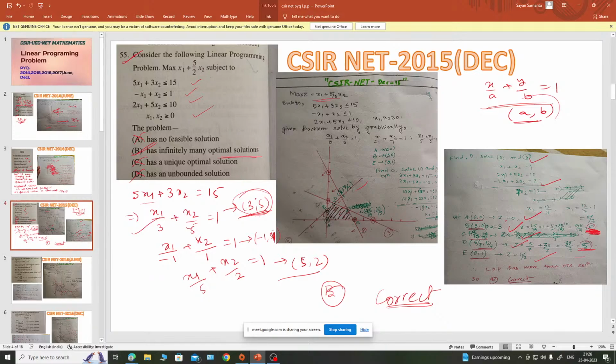So now we draw the straight lines through 3, 5, then -1, 1, and 5, 2, and we get this type of graph. All are subject to less-than-or-equal conditions, so the region is toward the origin. Here we see that this is our bounded region. So obviously we see that these are our corner points, and this is the bounded region.